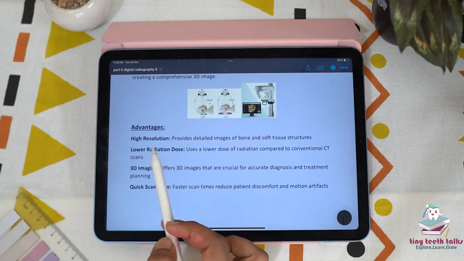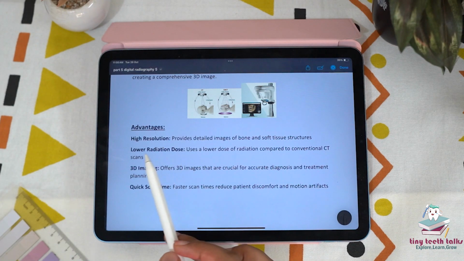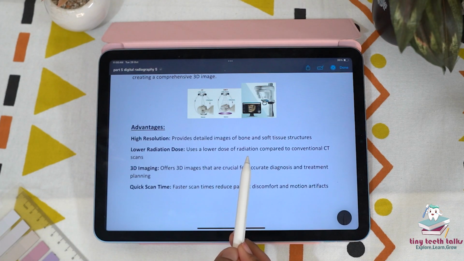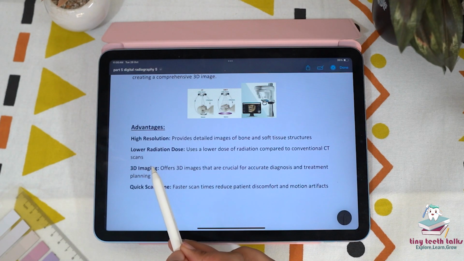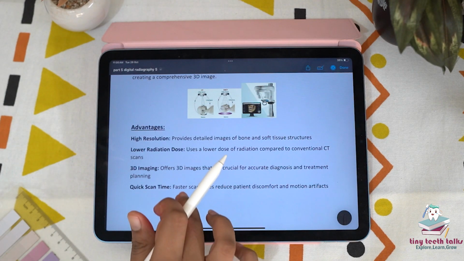Coming to the advantages. High resolution: provides detailed images of the bone and soft tissue structures. Uses a lower dose of radiation compared to conventional CT scans. 3D imaging: offers 3D images that are crucial for accurate diagnosis and treatment planning. Quick scan time: faster scan time reduces patient discomfort and motion artifacts.